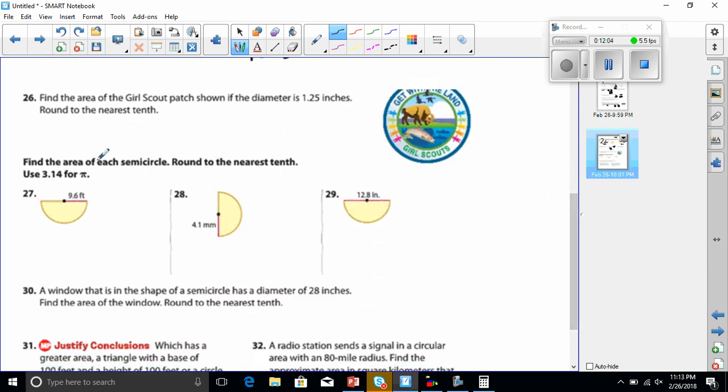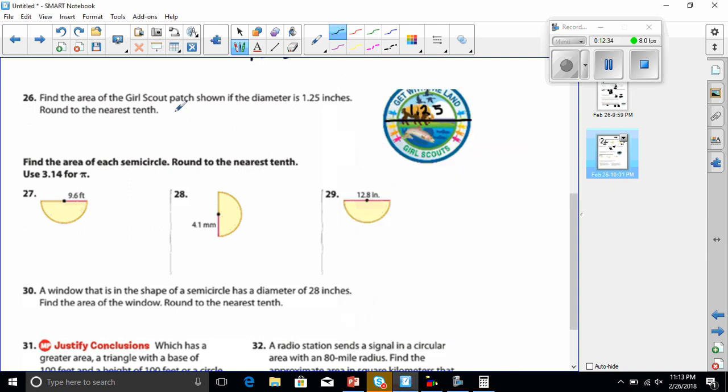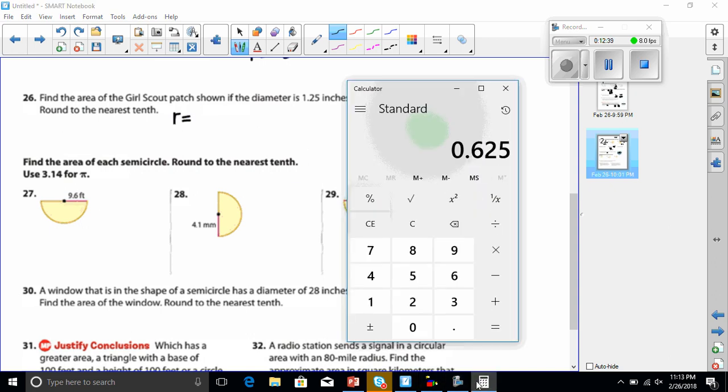It says find the area of the Girl Scout patch shown if the diameter, remember the diameter is from going through the middle of one line to another, and that's 1.25. Okay, and if I remember that's 1.25, I get on my calculator again. 1.25, I have to divide by 2 to get my radius. So my radius is going to be 0.625. So my radius equals, what was that again? 0.625.